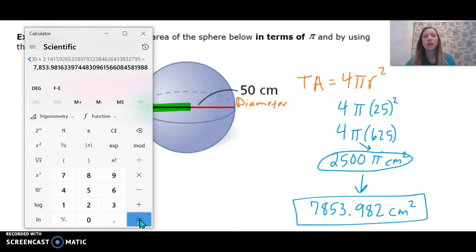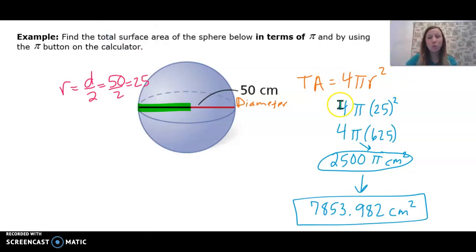So lucky for us, the formula is very simple for a sphere. There's only one thing you need to know, radius. Just keep in mind, sometimes they might give you the diameter, and you'll have to take half to find that radius before you plug it in to the formula.